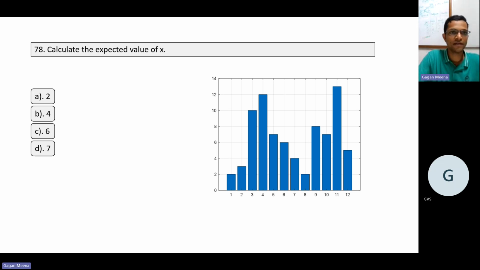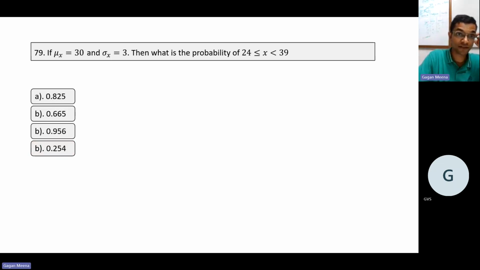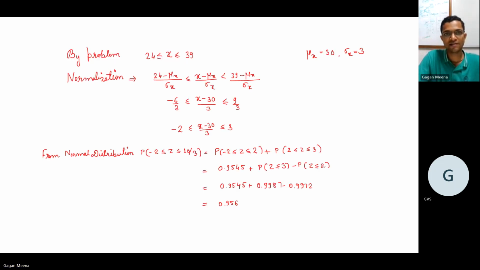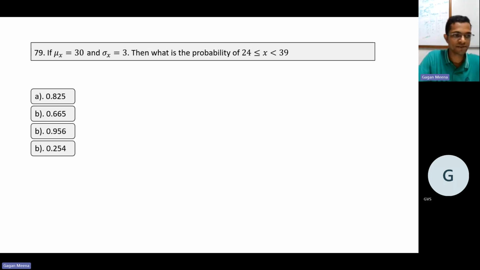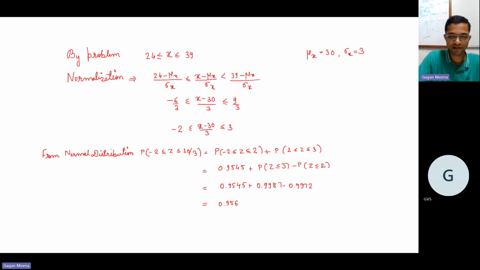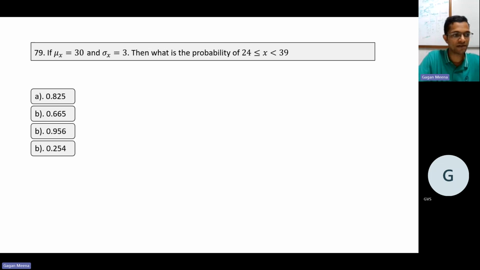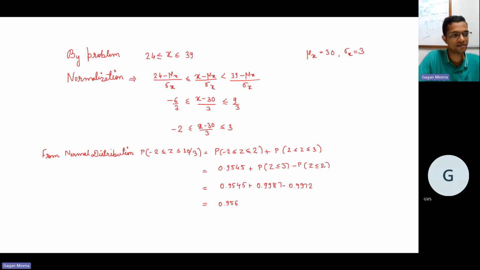Then calculate the expected value of X. We can easily do that: sum of 1 into 2, 2 into 4, 3 into 4, divided by the total number of observations. You can calculate the mean value like that from the histogram. If mu x and sigma x are given, we have to find the probability. This is also simple. We know some standard probabilities and use them to convert this into standard form, and just use those values to calculate the final value.